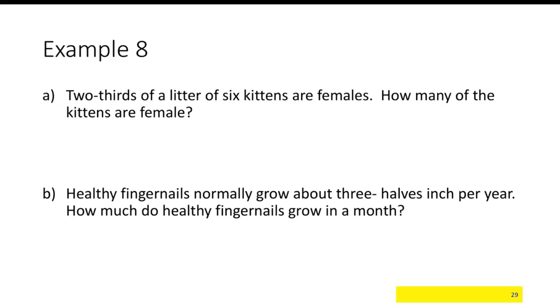2/3 of a litter of 6 kittens are females. How many of the kittens are females? Well, think of 2/3. The word "of" is essentially saying multiplication. And then you have 6 kittens, which I'll write as 6 over 1. So that's 2 times 6 over 3 times 1. That's 12 over 3, which is 4 kittens are female.